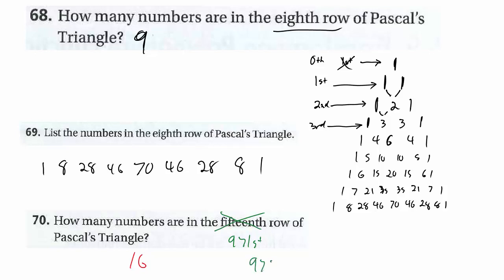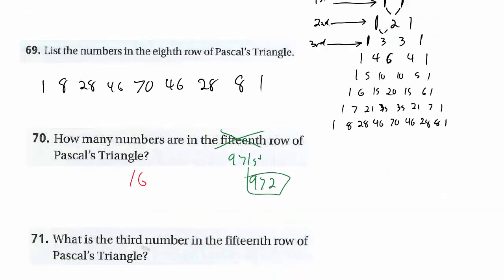Well, if you guessed 972, you would be right. So whatever row they are, the number of numbers in there is equal to that row plus 1. And that's crime, baby. Okay, 71 is kind of a fun one.